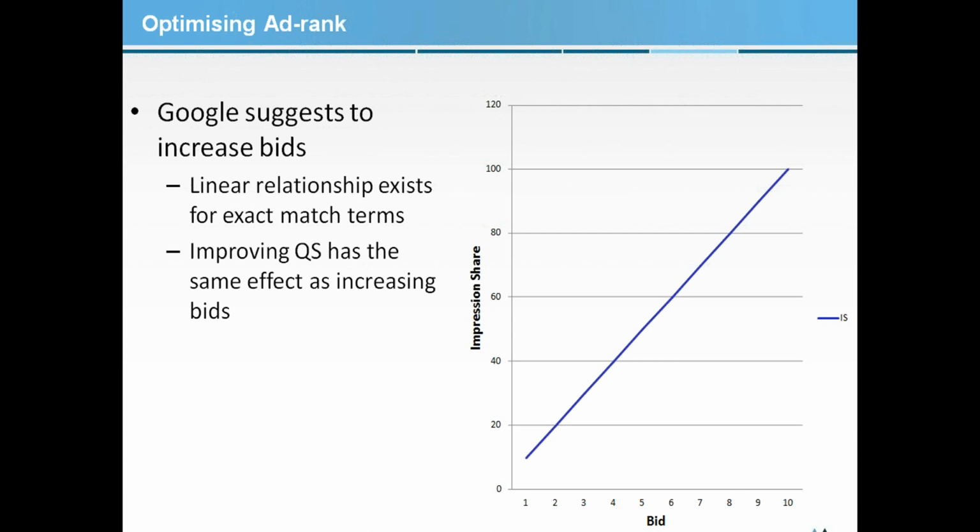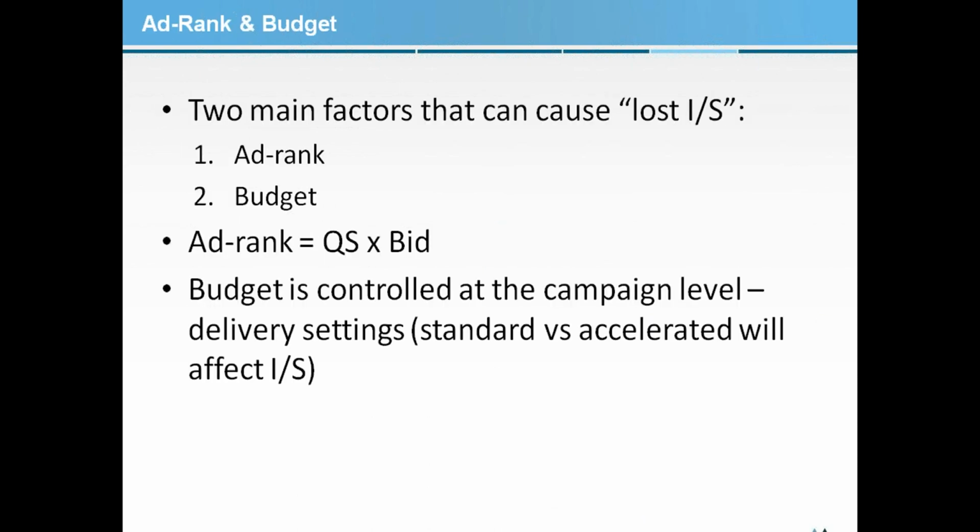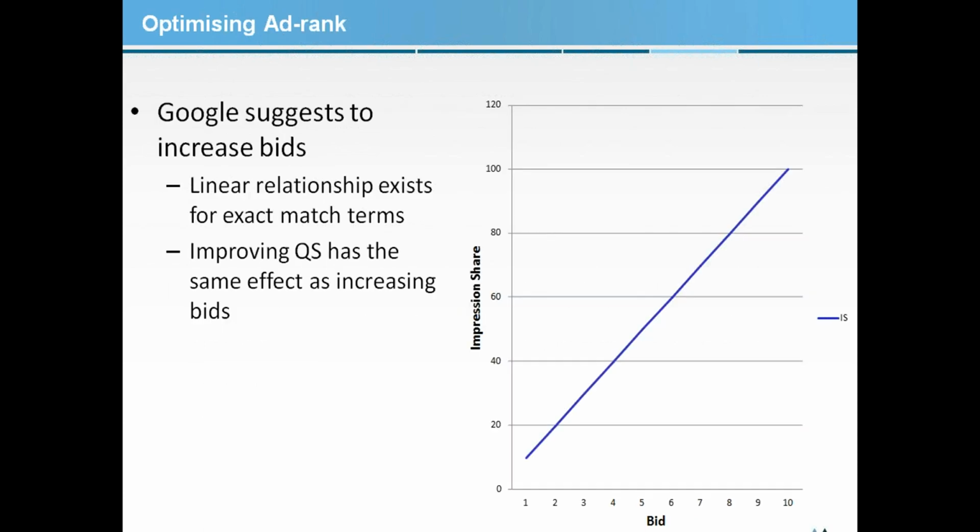I think it's very, very important to note and understand that improving your quality score would also have that linear relationship. So it would also improve that impression share value without increasing that bid or that cost per click. So if we jump back to that formula, your ad rank is determined by your quality score multiplied by your bid. So if you were to increase either of those two multipliers, you'd be increasing your impression share.